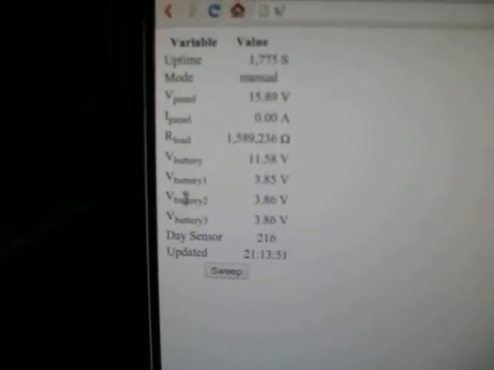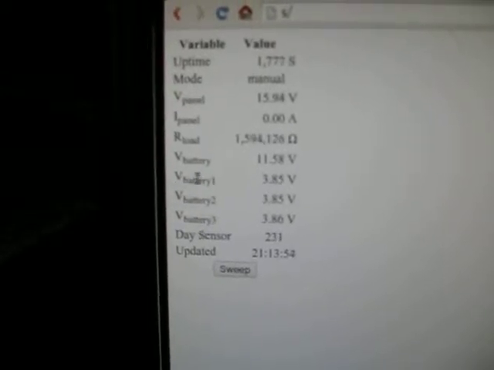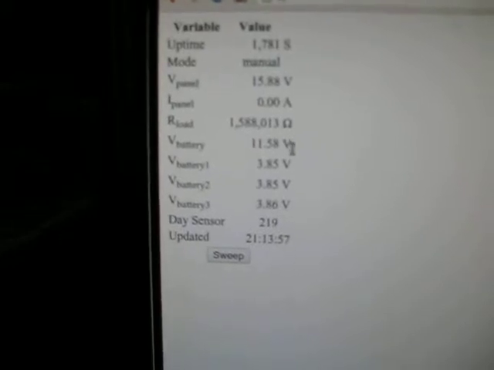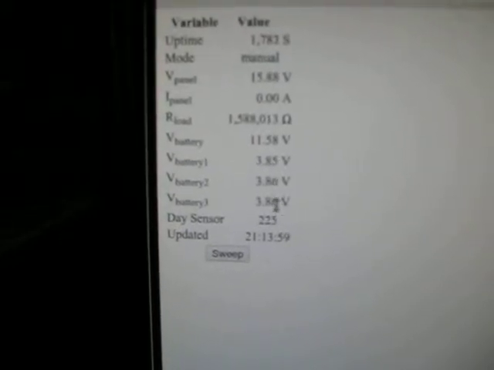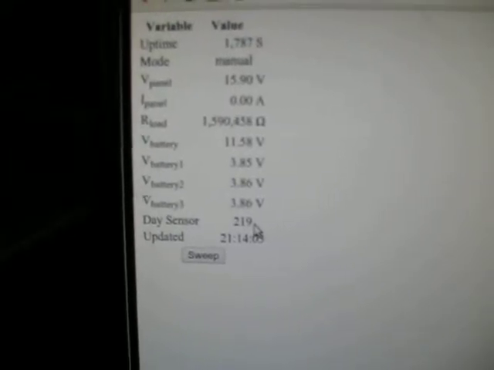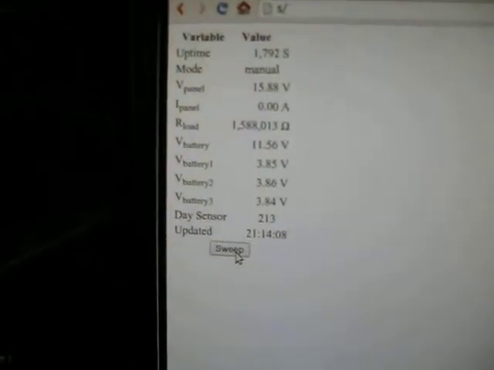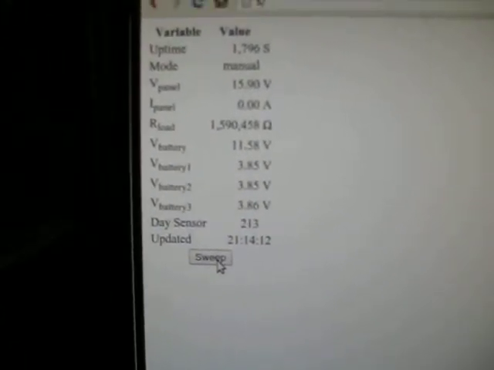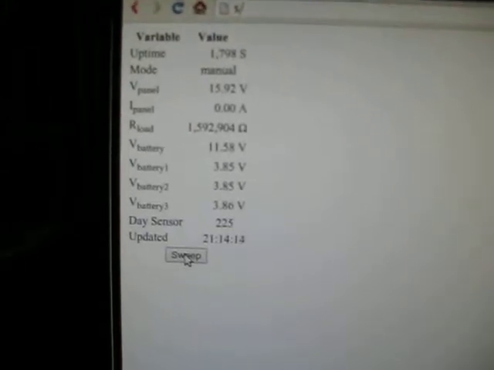Then there's three batteries in that LiPo pack, and this is the combo system voltage, 11.8 or 11.5, and then here are the individual cells, and then here's the day sensor. That power supply makes a lot of noise when I sweep it, because it starts drawing current. That transformer's home. So if you hit this button, it's going to run a sweep.